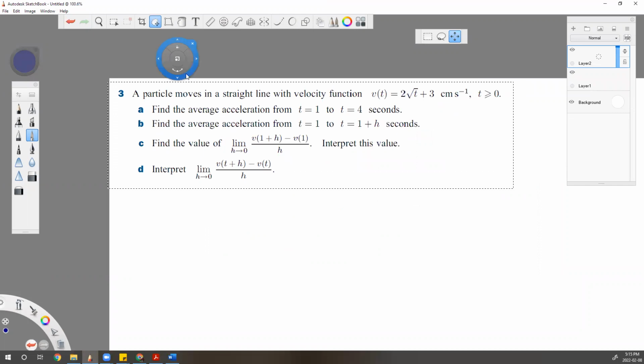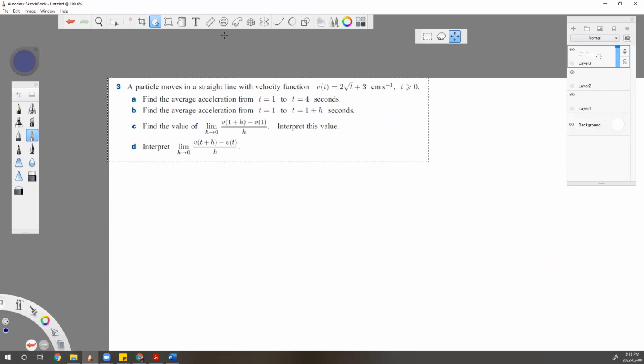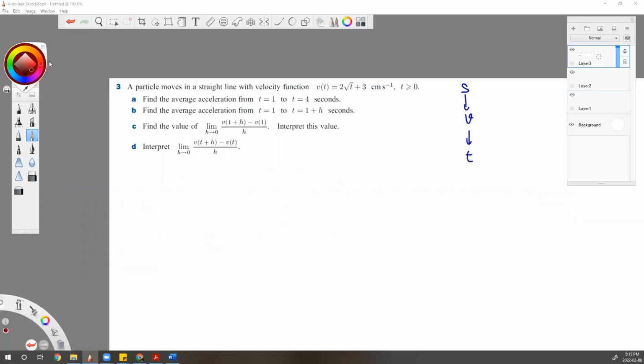A particle moves in a straight line with a velocity function V(t). Oh, we have the velocity. Now, velocity going down to acceleration, right? Find the average acceleration, find the value, interpret. It's the same, but different in terms. For number 2, it was s to v. Now for number 3, it is v to t. This is for number 2, this is for number 3, and it will be totally the same.